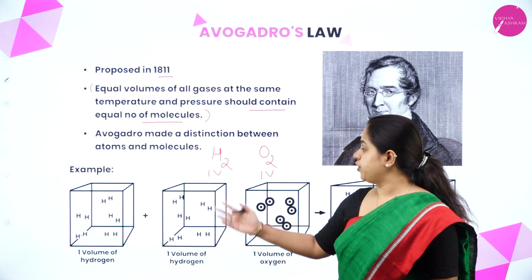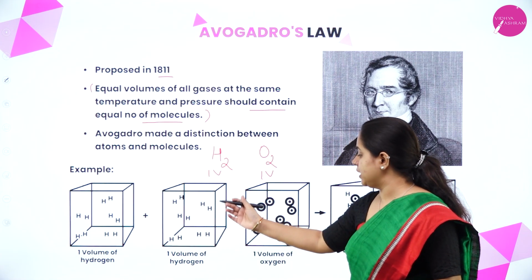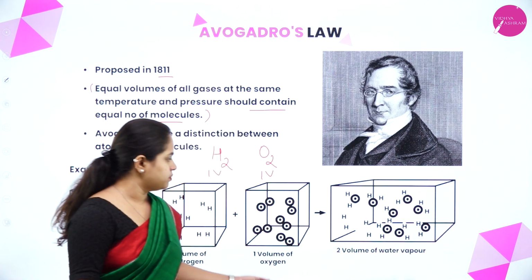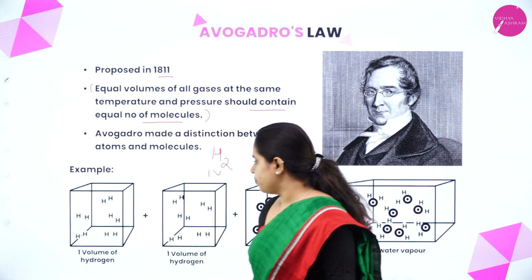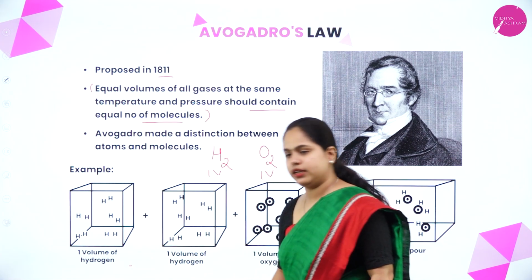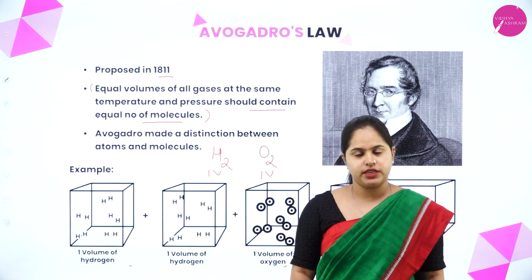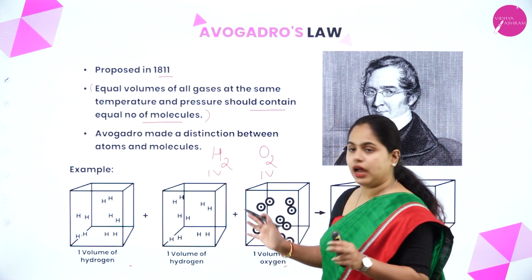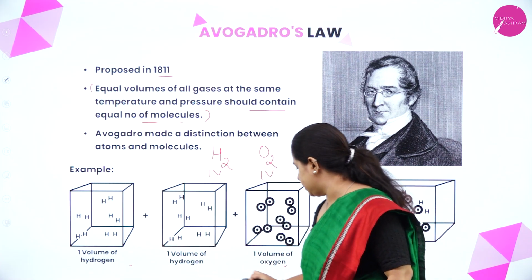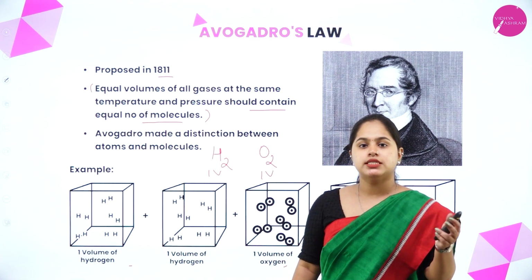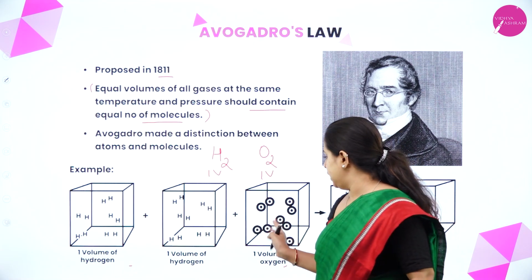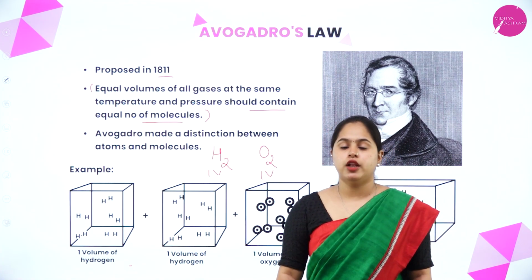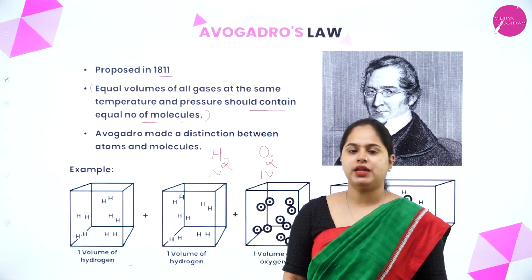From the example you can see 1 volume of hydrogen combines with 1 volume of oxygen to form 2 volumes of water vapor. So from this you can see 1 volume of hydrogen and 1 volume of oxygen, if taken under the same temperature and pressure conditions, provided they have equal volume, will have the equal number of molecules. So this is about the 5 laws of chemical combinations. I hope till here it is clear.